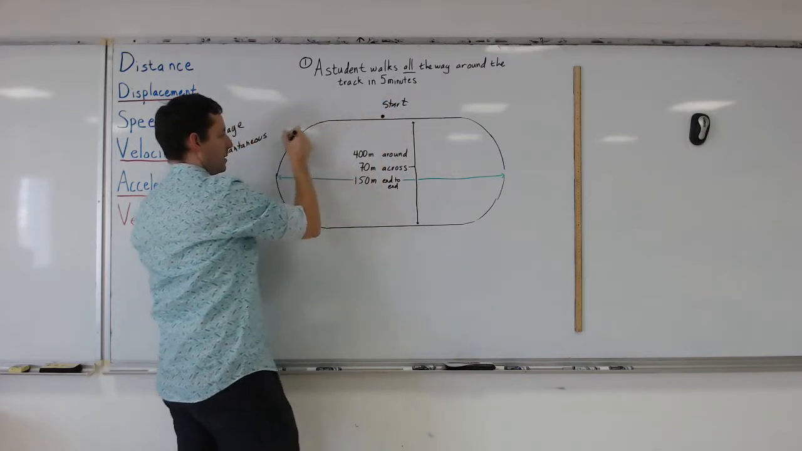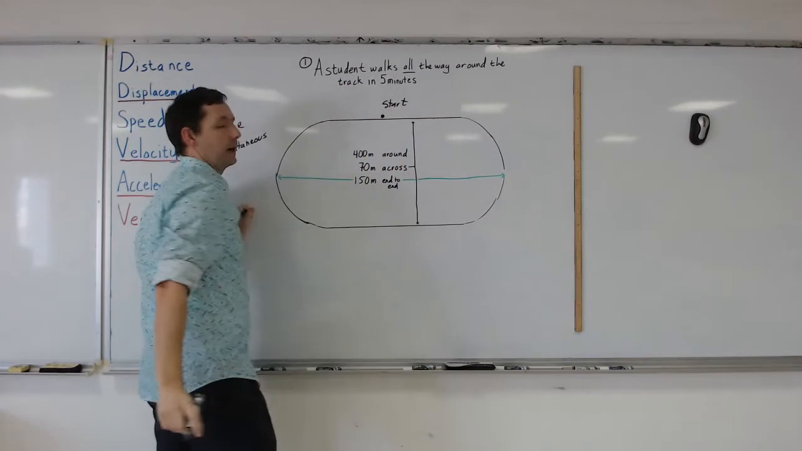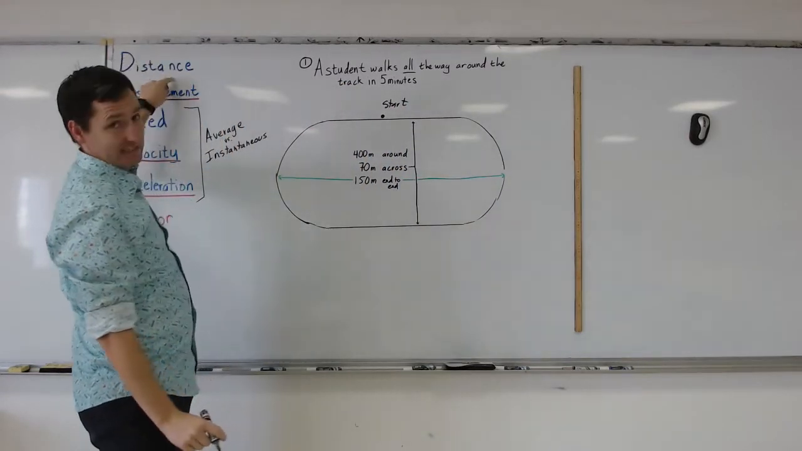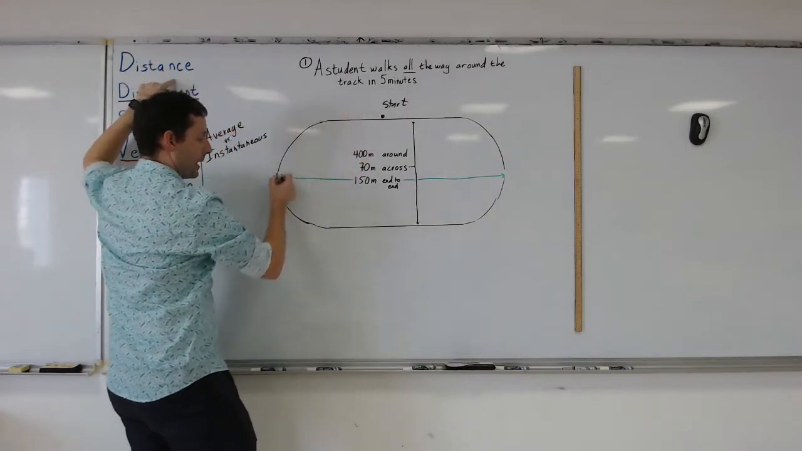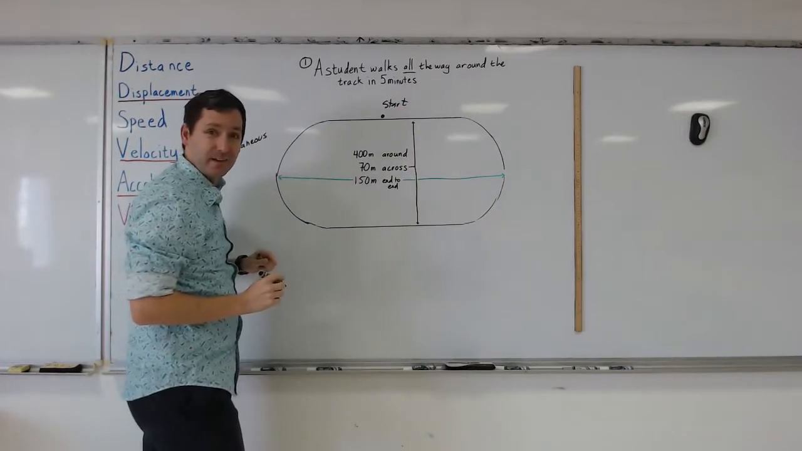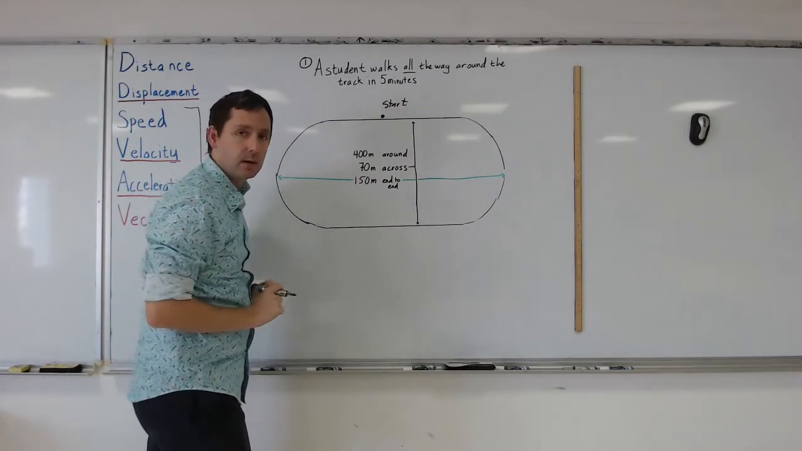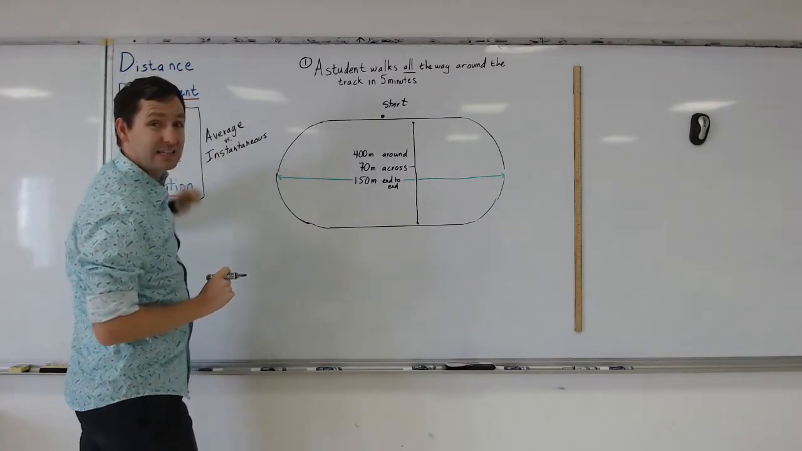And we walk all the way around the track, 5 minutes. Okay? What is my distance? Well, the distance is the total path that I walked, which would be 400 meters. All right, 400 meters. Now the next question would be, what is my displacement?